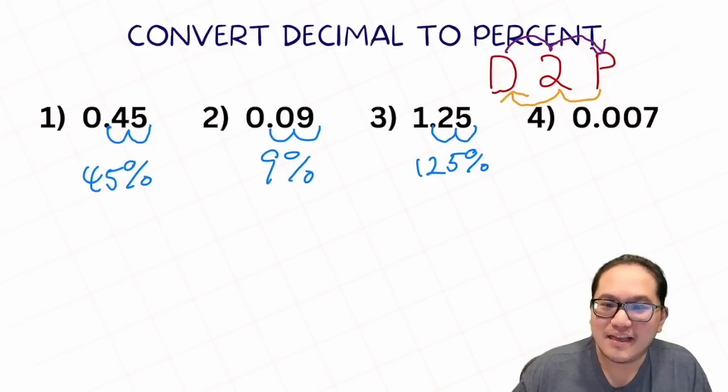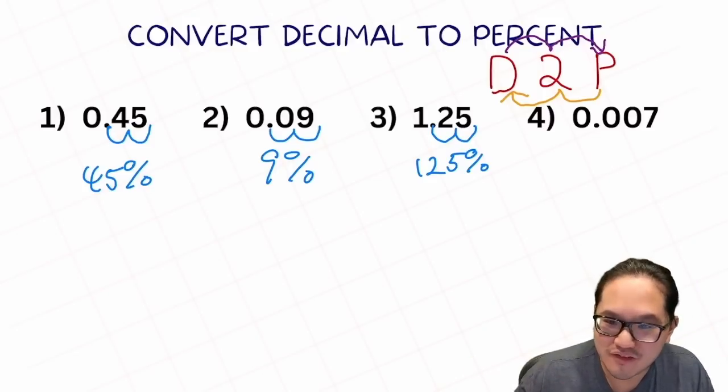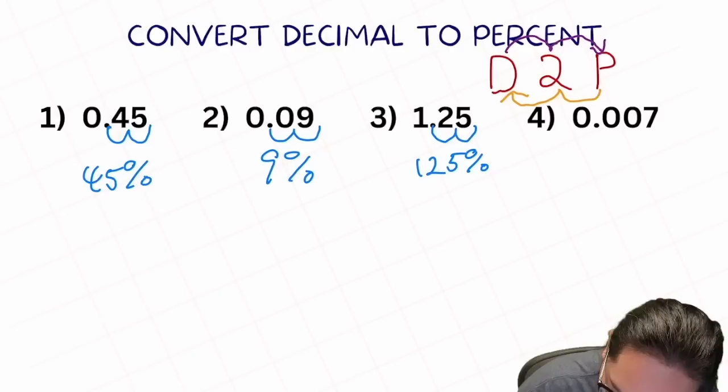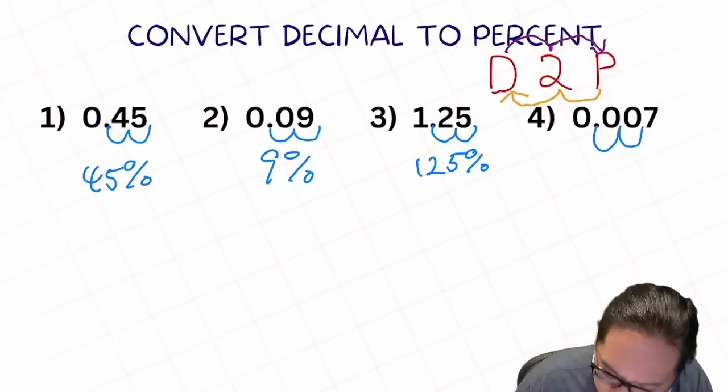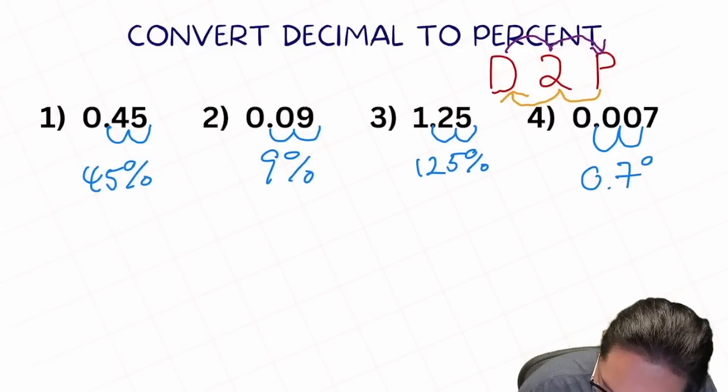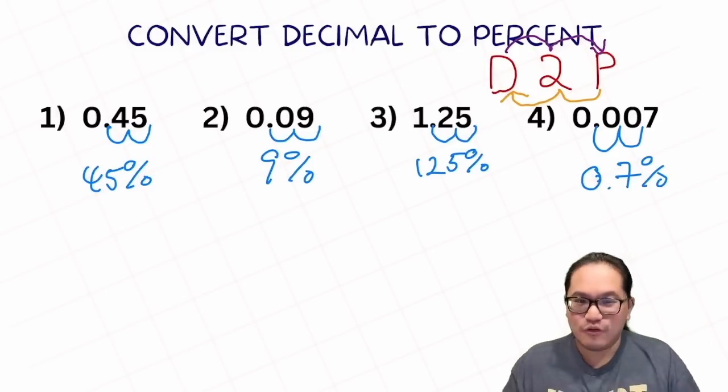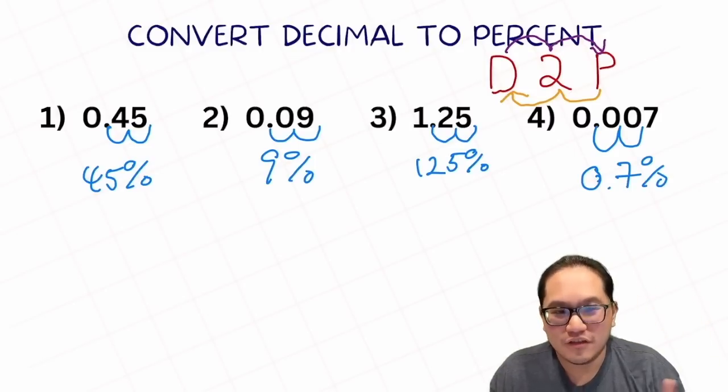So on the last example, we got 0.007. So how does that work? All we need to do is move the decimal 2 times to the right. We got 0.7%. And that will be our answer. So let's move on to the next topic.